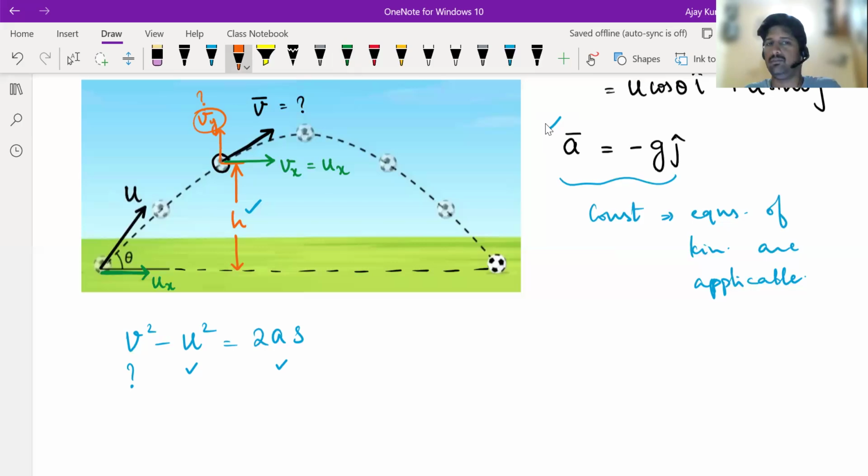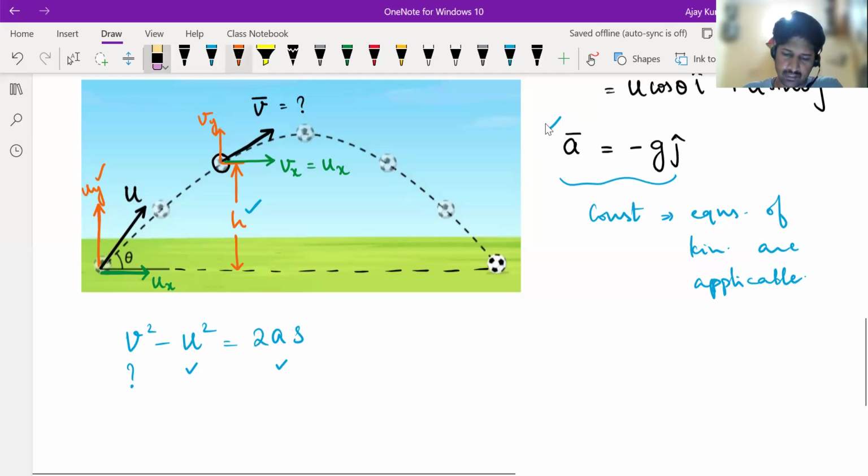The velocity's y component does not remain constant, it keeps changing. Initially, the y component will be large. But due to gravity, as the ball ascends, the y component decreases. And we know the initial y component, uy, is known to us. So the only thing we are left with to find out to get the complete velocity is the y component of velocity. Can one of you suggest a method to derive the y component of velocity?